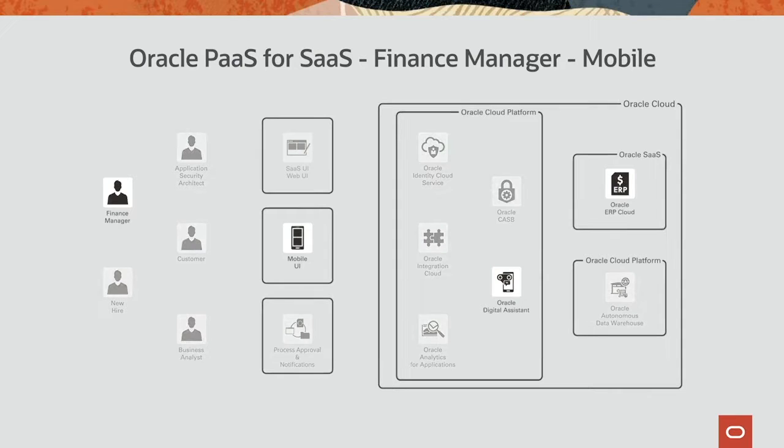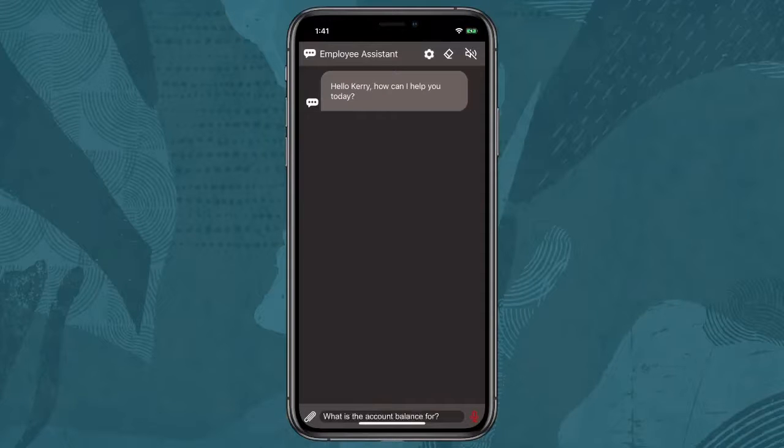The finance manager realizes that he has to leave his office and walk across campus to his next meeting, but still wants updates on his accounts. Oracle's digital assistant provides broad channel support like Slack, Teams, SMS, mobile apps, text-to-speech, and speech-to-text capabilities. He pulls out his phone and opens up his company's mobile application where the digital assistant has been embedded, presses the microphone button and says, "What is the account balance for cleaning?"